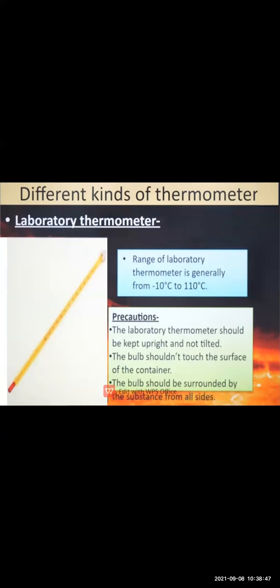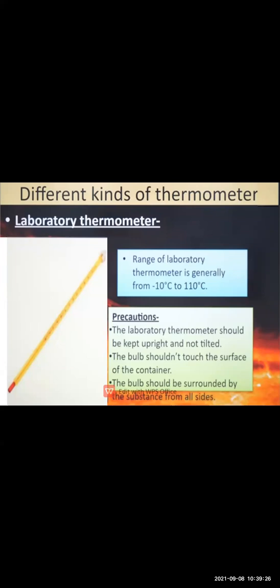Now in this picture you can see there are different thermometers. We have studied first the clinical thermometer, second the digital thermometer, and now we are going to talk about the thermometer which is used in the laboratory. In the laboratory we do certain experiments. While doing such experiments we need to know the boiling point or the melting point of a certain object, so you have to take some precautions. What are those precautions? You have to hold the thermometer upright, not tilted.